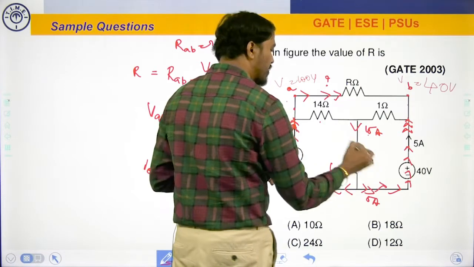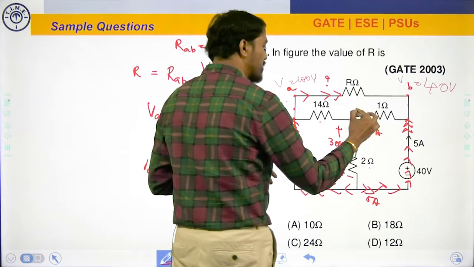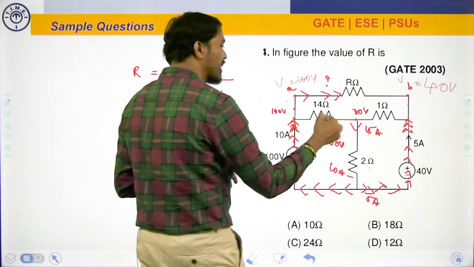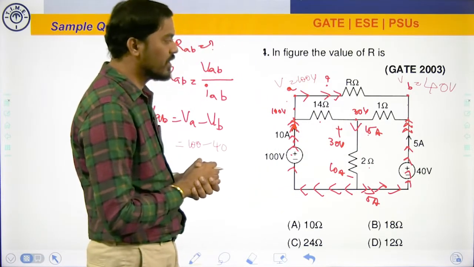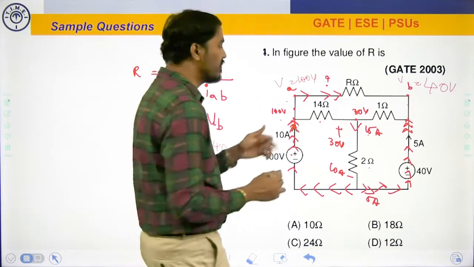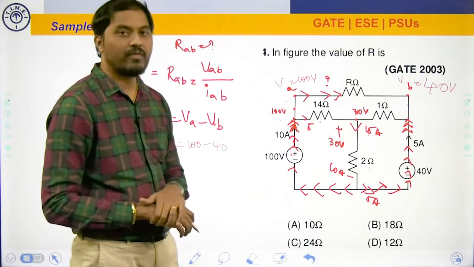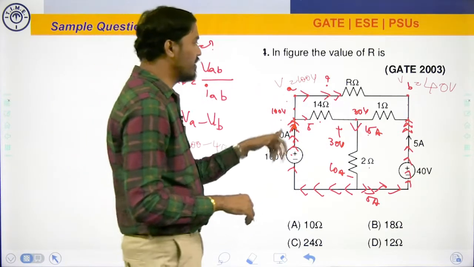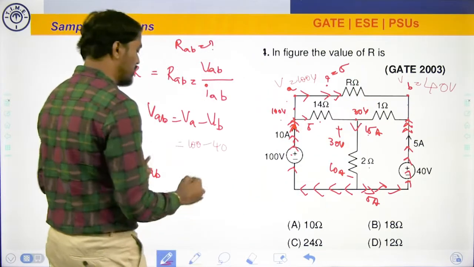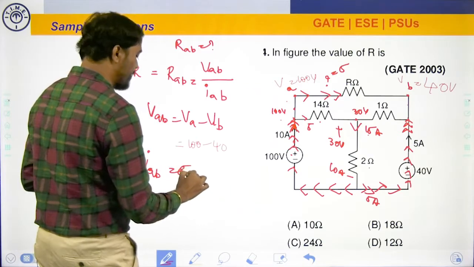I know current, I know resistance, so I can calculate voltage: 30 volts. So this is 30 volts, and this is 100 volts. Now, can't you calculate the current through the 14 ohm resistor? Yes. 100 minus 30 is 70. 70 by 14 is 5. Out of 10, 5 is here. How much is left out? 5. So IAB equals 5 amperes.